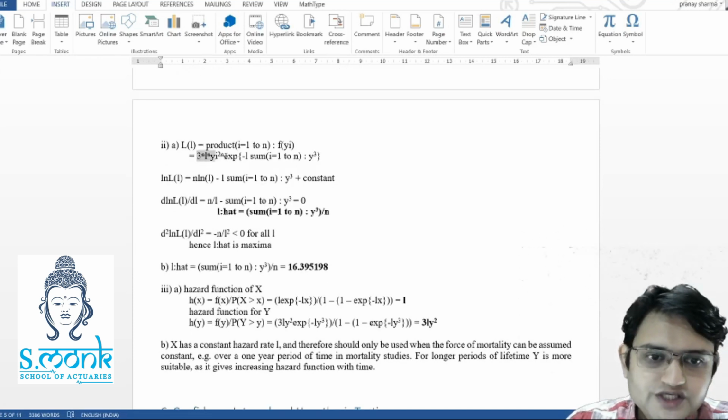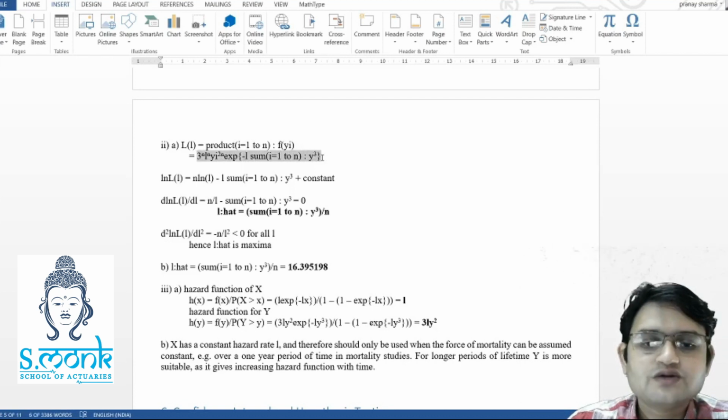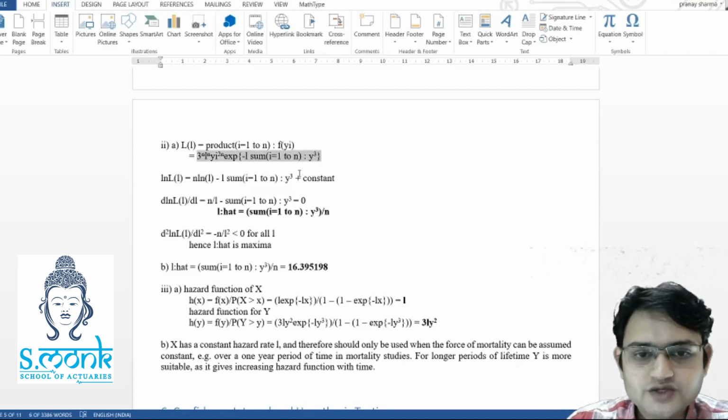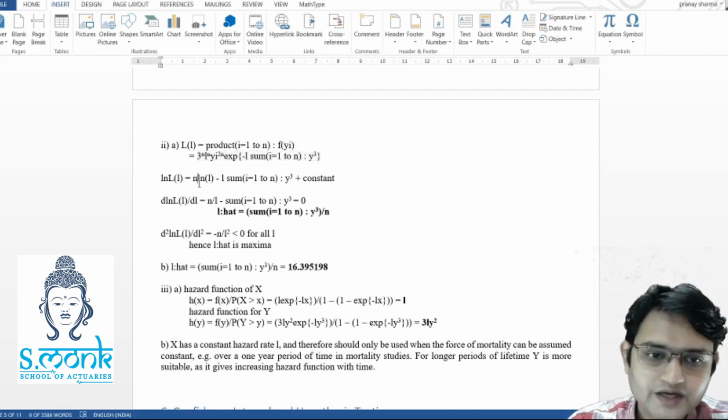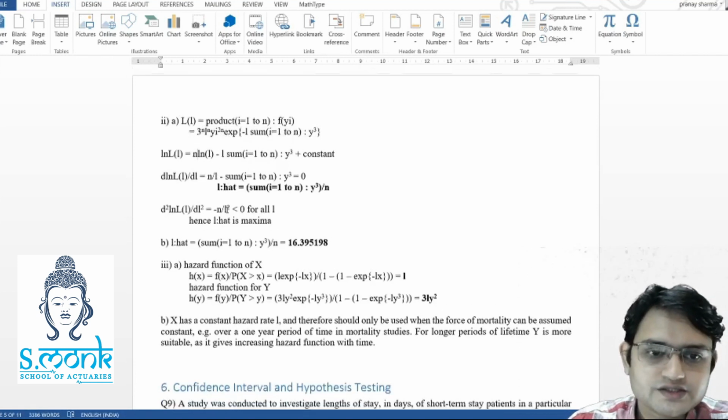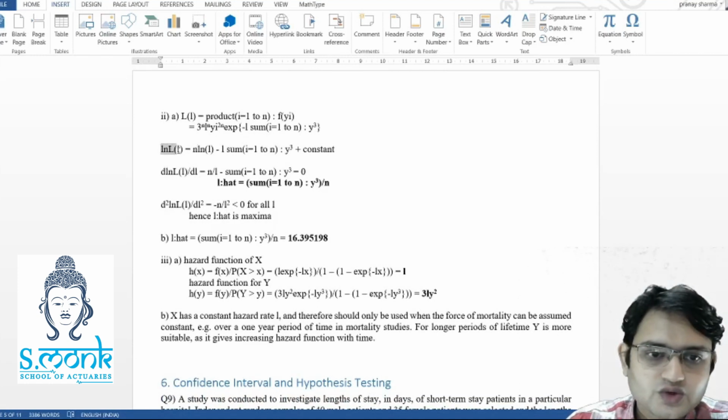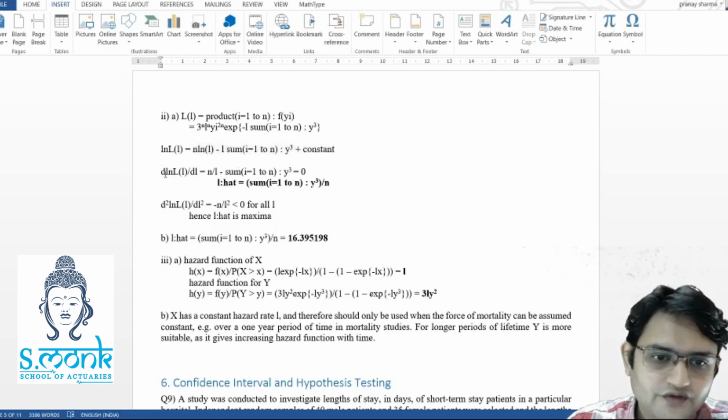So it would be so much easier. First, I have a visual confirmation that whatever I am writing is correct. So I would write this first on paper and then I will write it in Word. That is how I have done it. I have solved all these sums. Okay, so log likelihood. Then we have taken log, plus constant. Then differentiation.